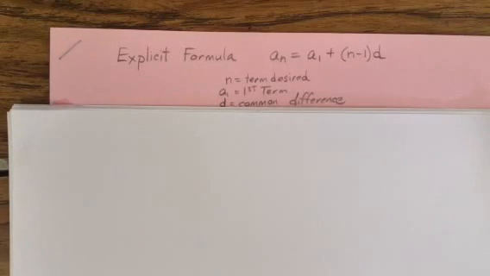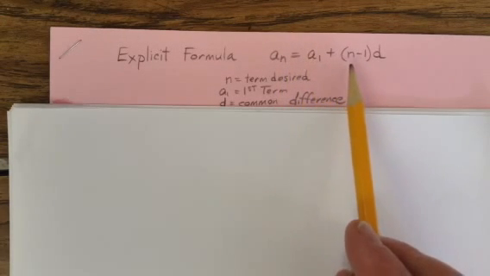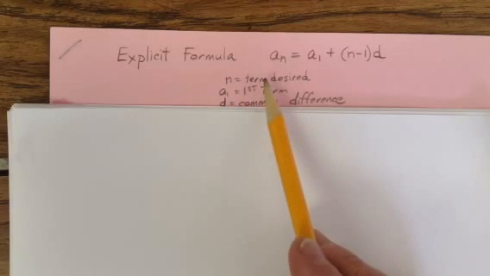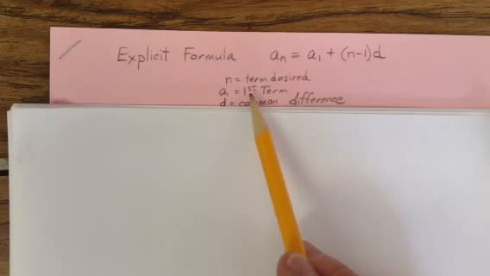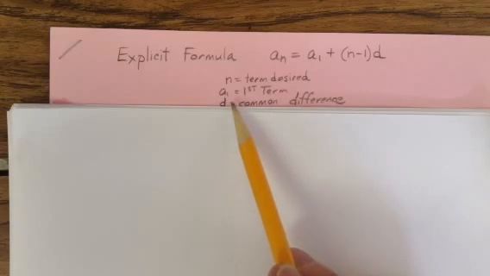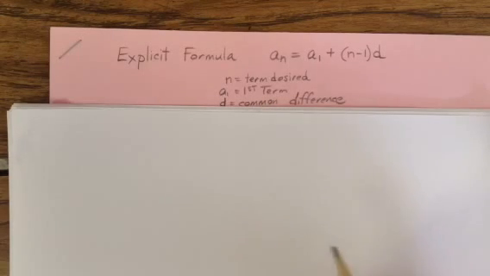Hey Dragons, yesterday we learned the explicit formula for an arithmetic sequence. It was a sub n equals a sub 1 plus quantity n minus 1 times d, where n is the term desired, a sub 1 is the first term in the sequence, and d is the common difference. We also learned that the common difference is the slope and the rate of change, and that kind of tied it back into the old y equals mx plus b.